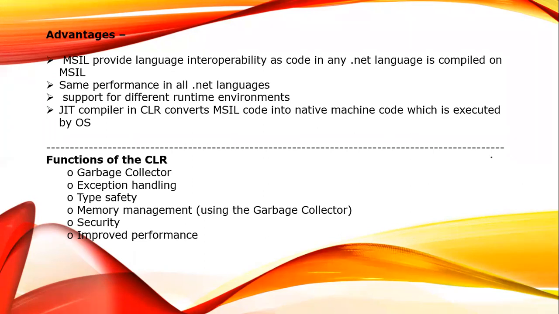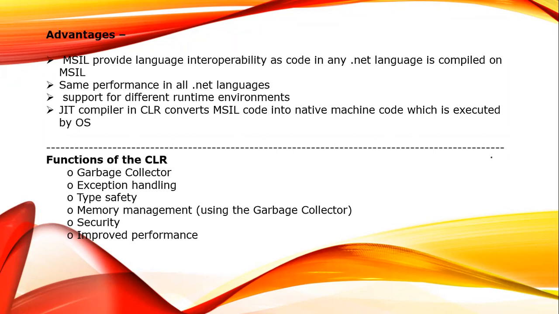Now there are functions of the CLR which are very important. Garbage collector: the garbage collection mechanism is known to you, the same as in core Java. Then we have exception handling and type safety. Type safety is a mechanism where, suppose I am converting one data type into another data type, then that type has to be preserved.